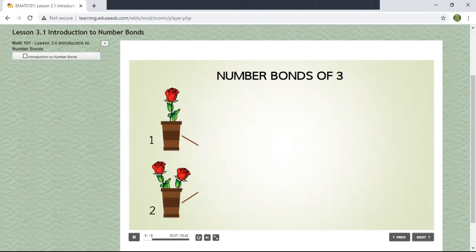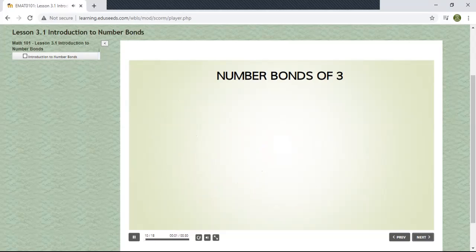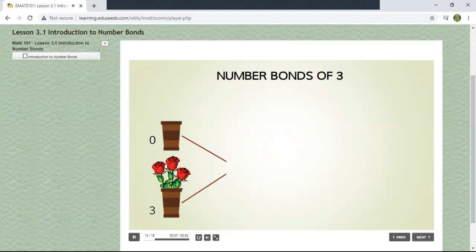Number bond of 3. 1 flower, 2 flowers make 3 flowers. 1 and 2 make 3. Let's look at another number bond of 3. 0 flowers and 3 flowers make 3 flowers. We can say 0 and 3 make 3.